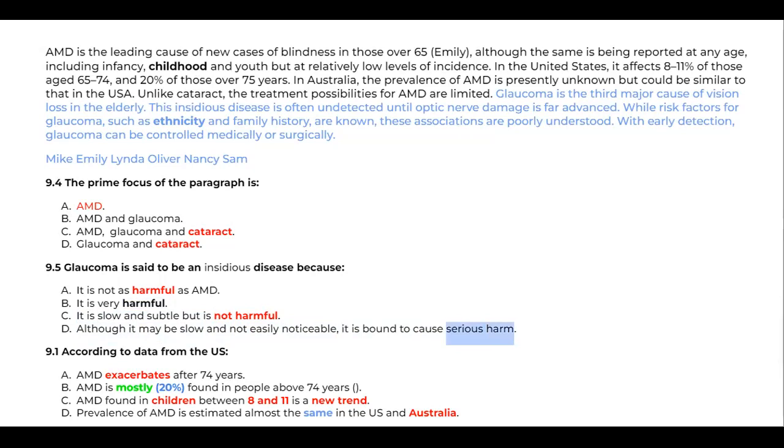It is bound to cause serious harm. So serious harm is also part of being insidious. Slow is also part of insidious. Not noticeable is also part of insidious. Of course, nobody can answer this question. Most of you, 95% of you, will not be able to give an answer, even if you are excellent in English, because this word insidious is very uncommon for nurses and doctors. So if you don't get that answer, it's fine.